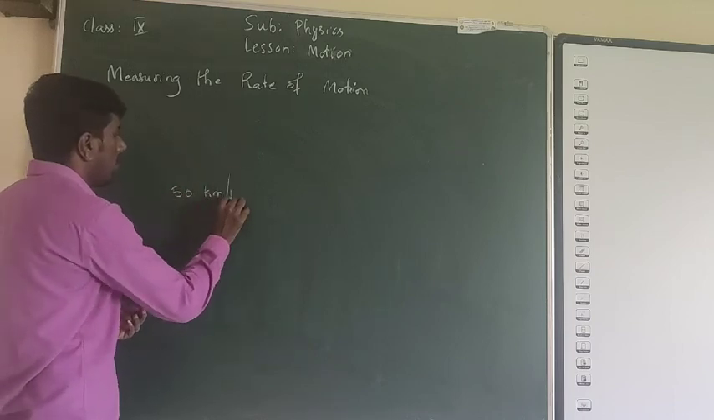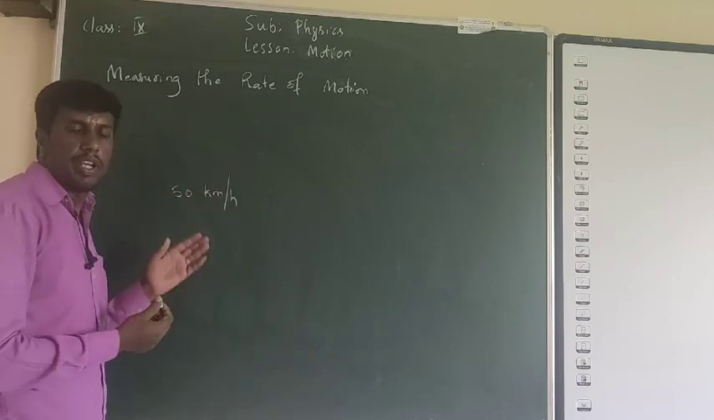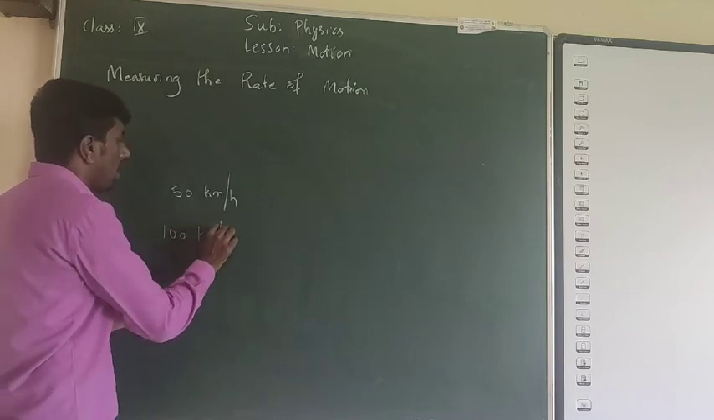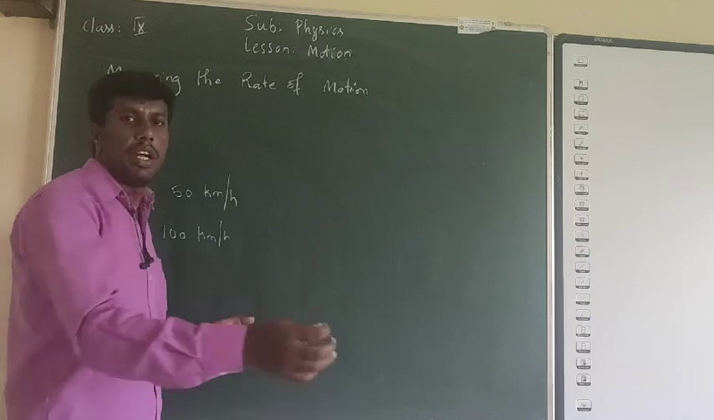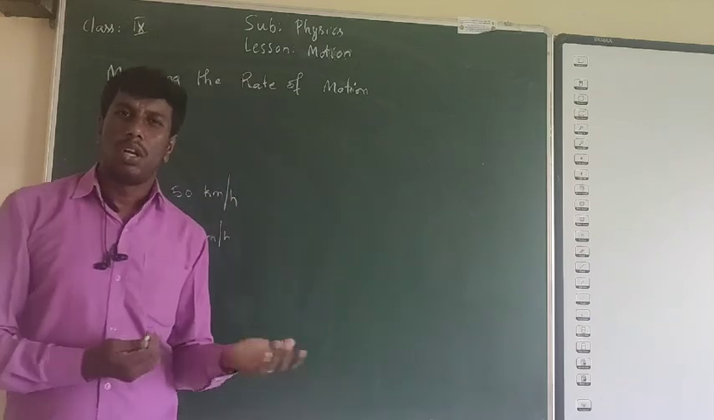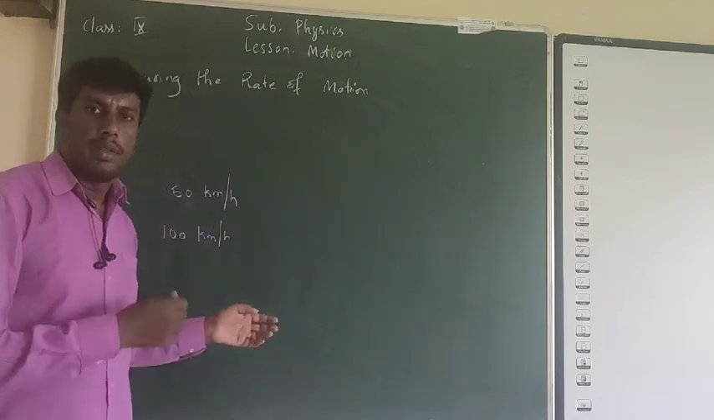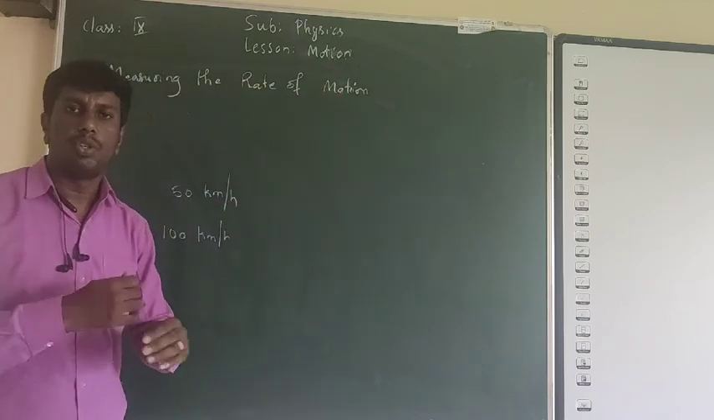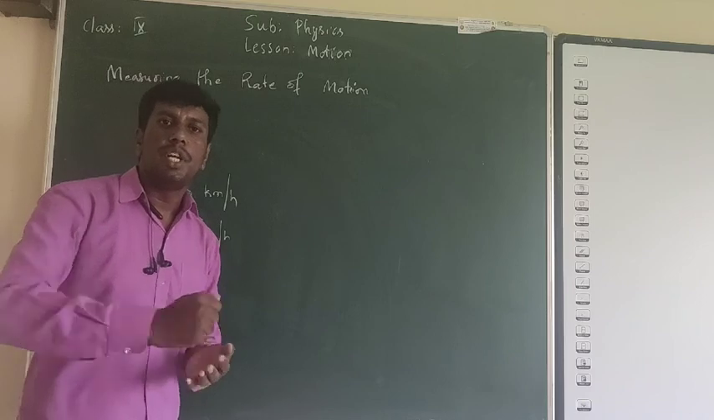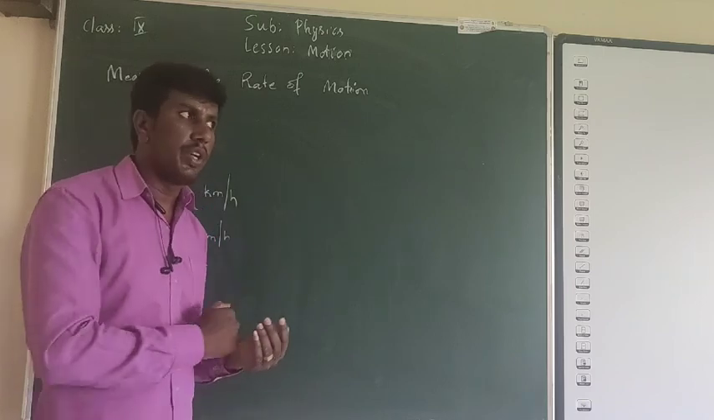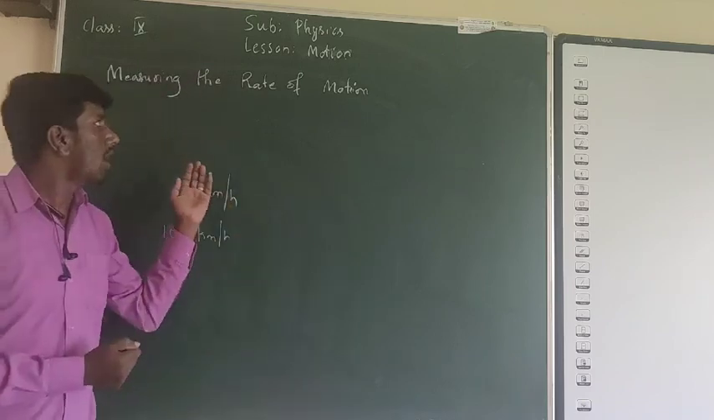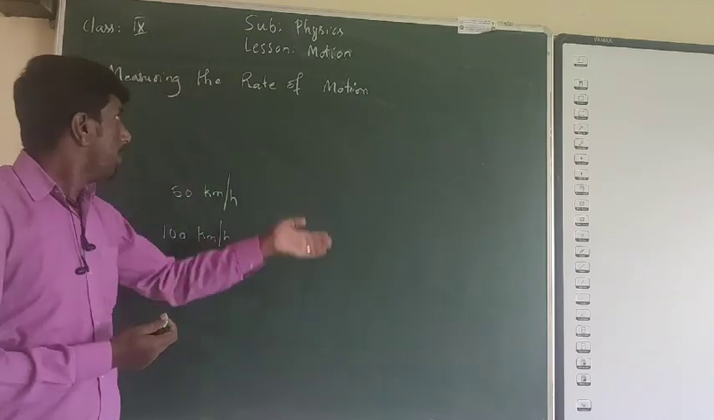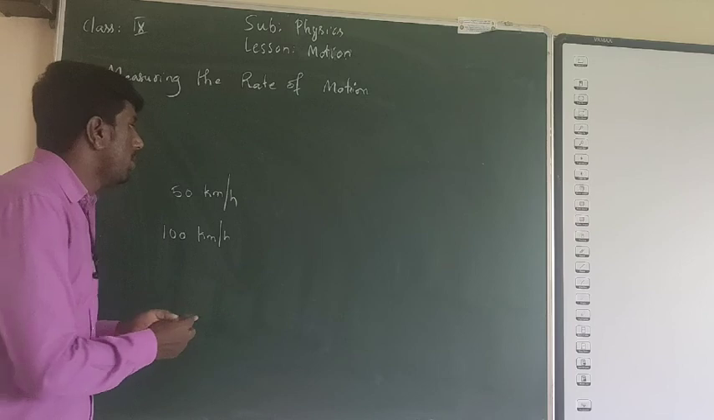You may observe that a vehicle is going at 50 km per hour, another vehicle is going at 10 km per hour, and cyclones are hitting at 300 km per hour, 250 km per hour. So what is that? It is actually a rate of motion. At what speed it is going, at what rate it is moving. That is nothing but the rate of motion, which will be measured in terms of speed.